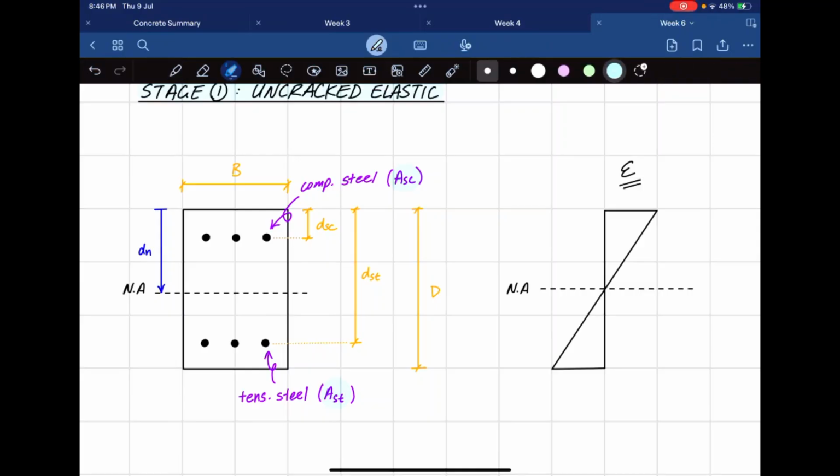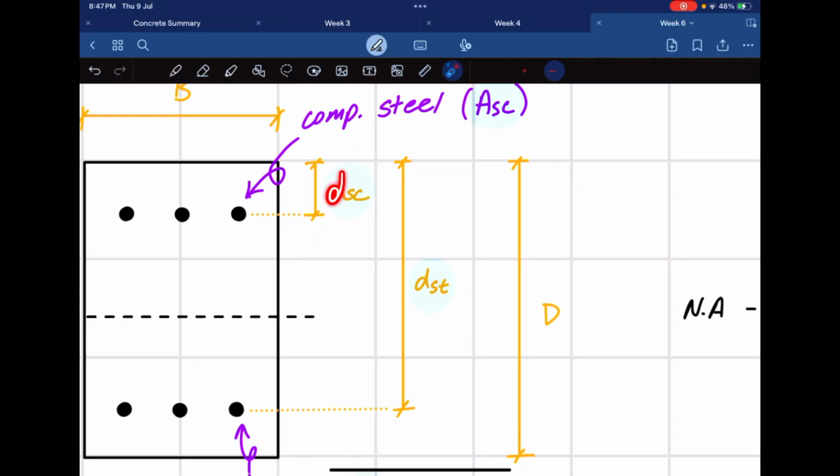Another couple of things, DSC, DST. So DSC stands for the distance to the steel in compression. So this is comp steel.